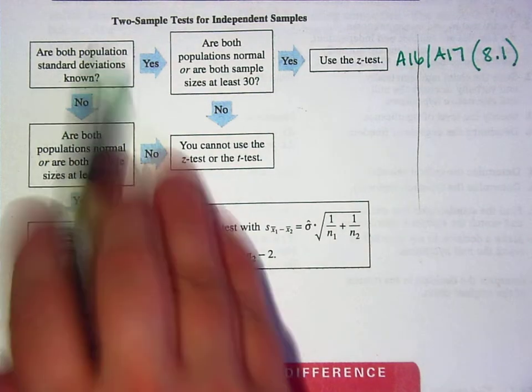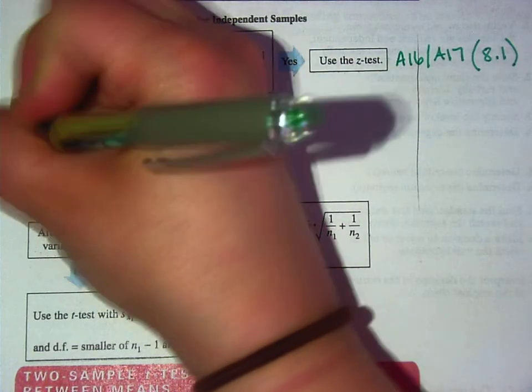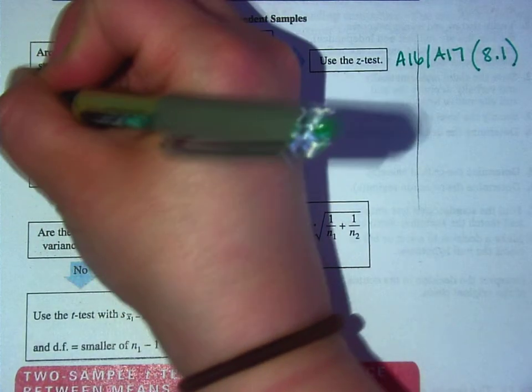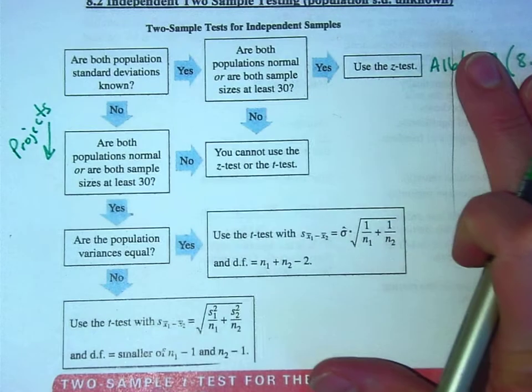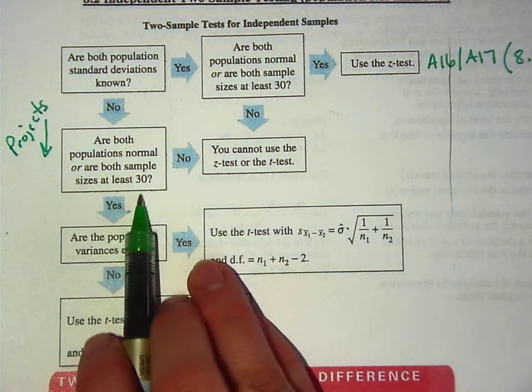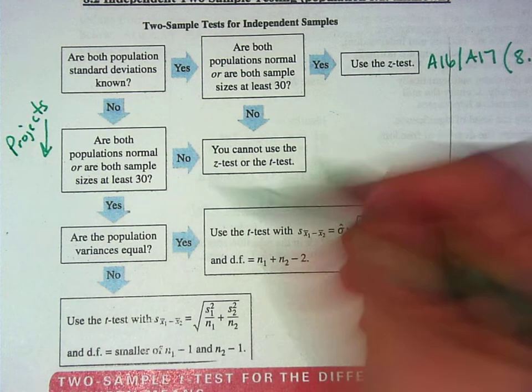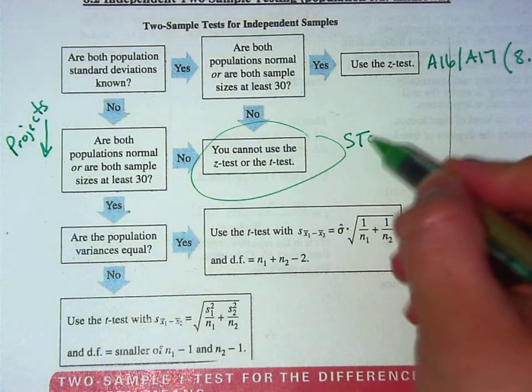So let's say we don't know the population standard deviations. This is the path you're going to be taking for your projects, because we do not know the population standard deviation of anything that you're going to be investigating. And you have to have both sample sizes at least 30, or the population's normal. If the answer is no, you can't do anything. Here is where you stop.